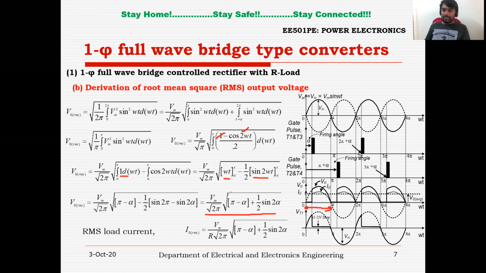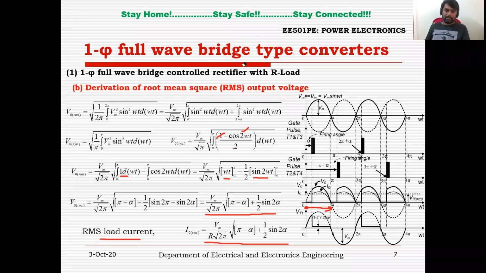And if you divide this voltage by R, you will get the RMS load current. And this is the expression for RMS load current. So this is about the single phase full wave bridge type configuration with the R load.